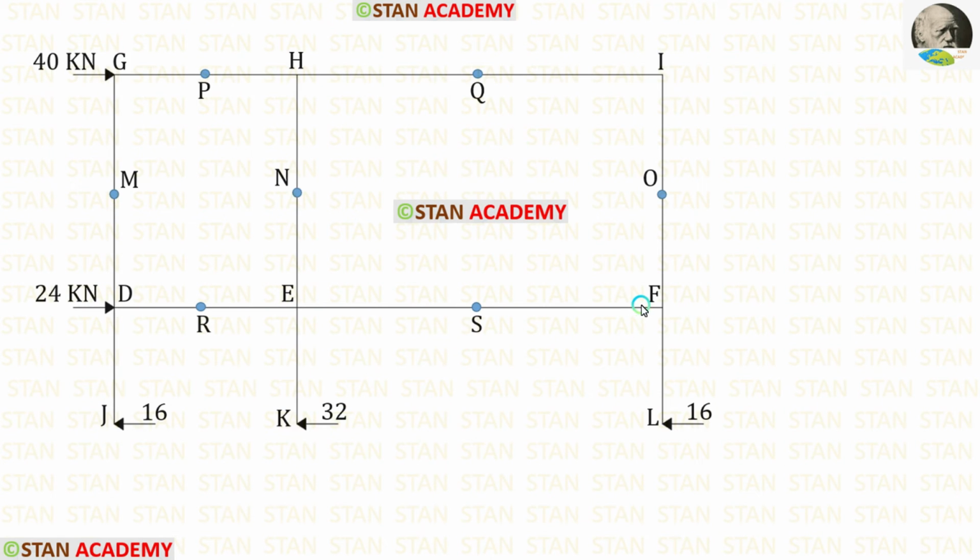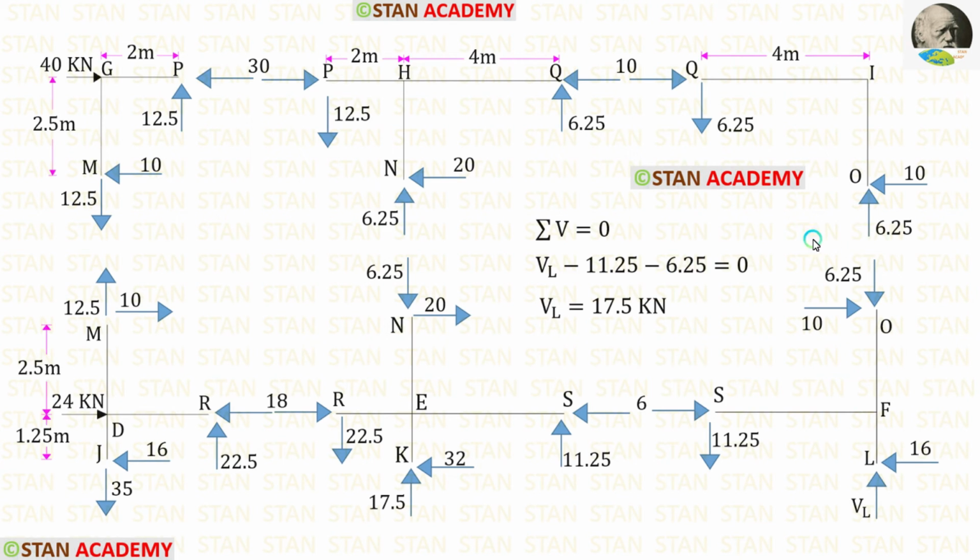Now let us take the joint F. In this joint there are three members FS, FT and FL. We know that here these two forces will be acting in the opposite directions.